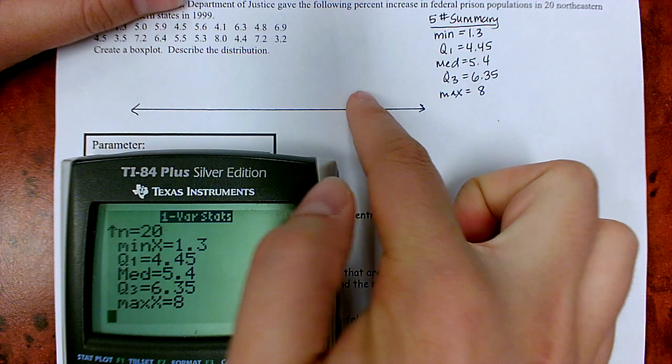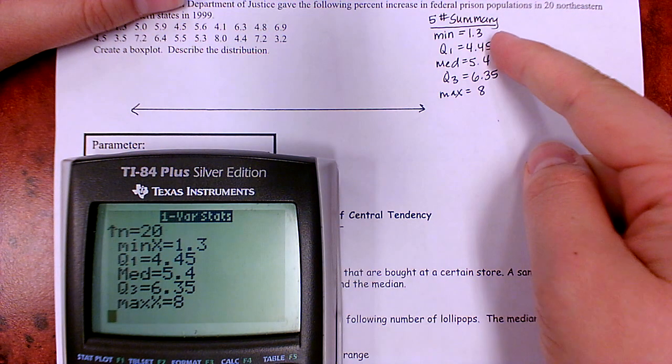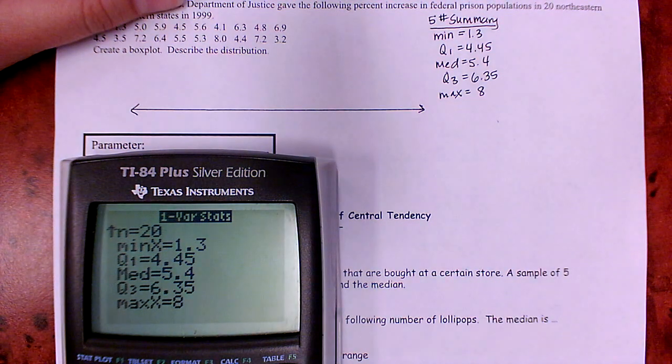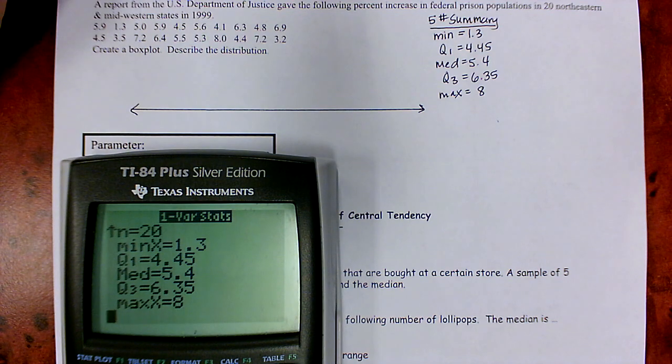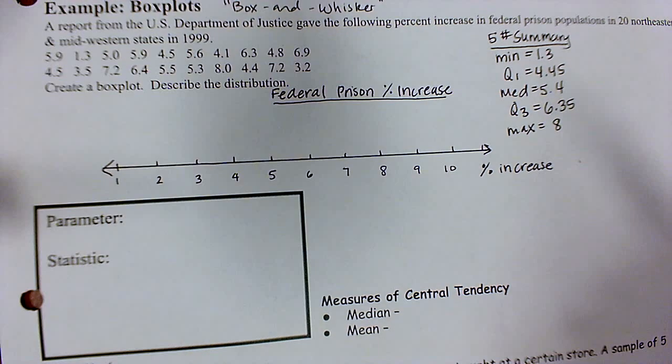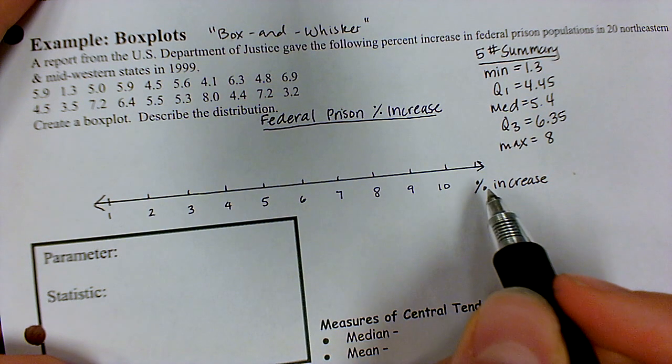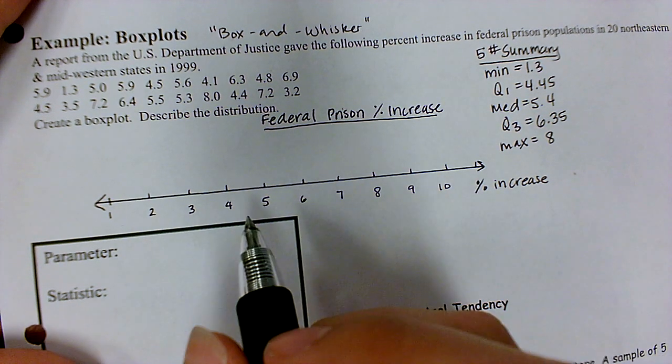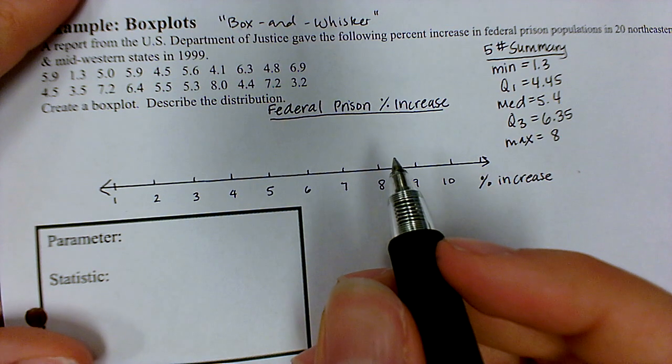Okay, so I'm going to pause the video real quick, and I'm actually going to go ahead and scale my axis so that I have enough values between 1.3 and 8. And I'm going to go ahead and title my graph as well. Okay, so I just want to note a few things that I added here. I did a title, I did a label, and I did my tick marks. I went ahead and scaled by 1 centimeter each.